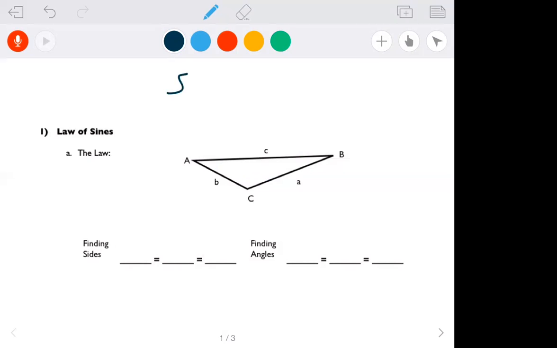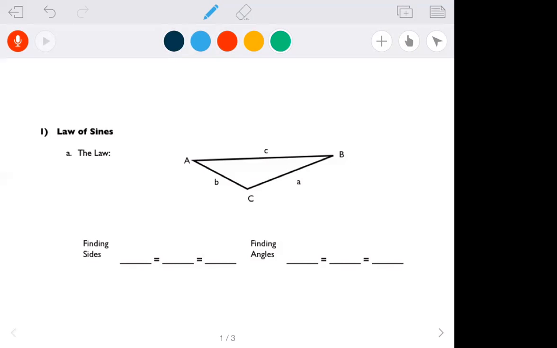So before we used SOHCAHTOA, right? Sine is the opposite over the hypotenuse, cosine is adjacent over hypotenuse, and tangent is opposite over adjacent. That is not going to work for us. We cannot use that. So I'm just going to get rid of that altogether.